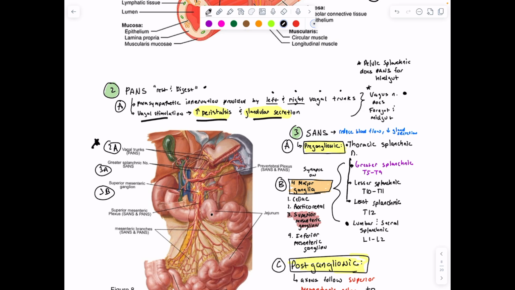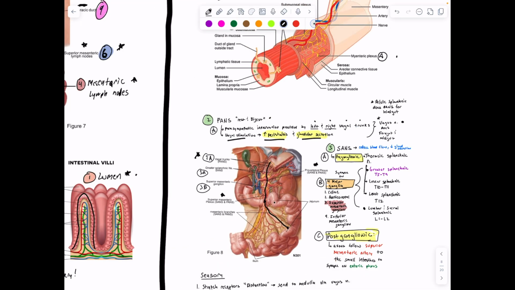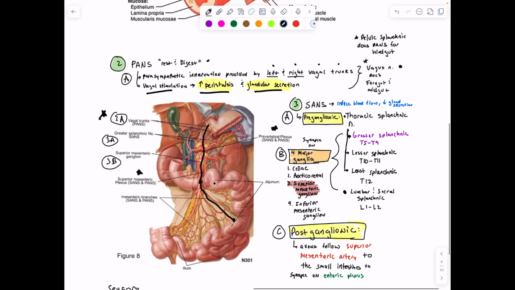Our two vagal trunks will continue down, they'll go through our plexi, or in fact make up the plexi, our different plexi, the prevertebral plexus and the superior mesenteric plexus, and then it will get to its postganglion within the wall of the organ itself, and then the postganglionic neuron itself is very short. Okay, so then we have the sympathetic nervous system. Importantly, we should mention the vagus nerve does midgut and foregut. Hindgut is done by the pelvic splanchnic nerve for the PANS. I'll talk more about that later.